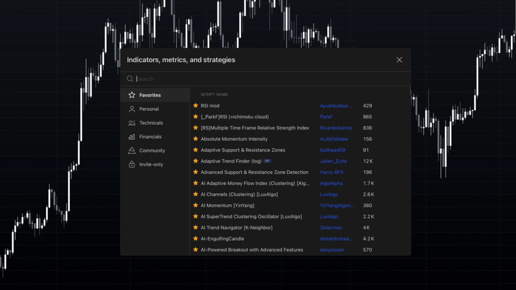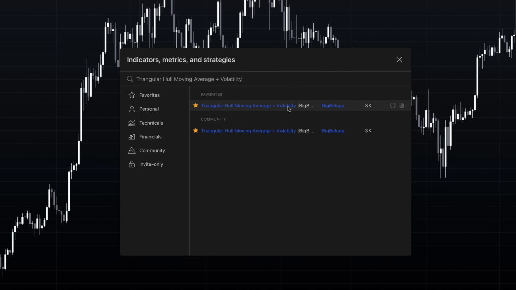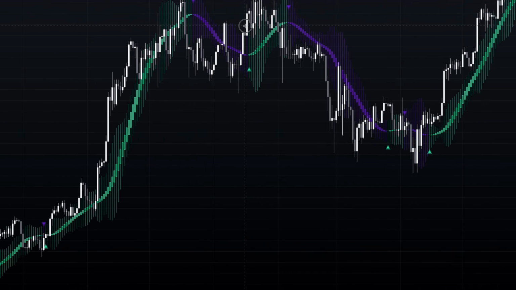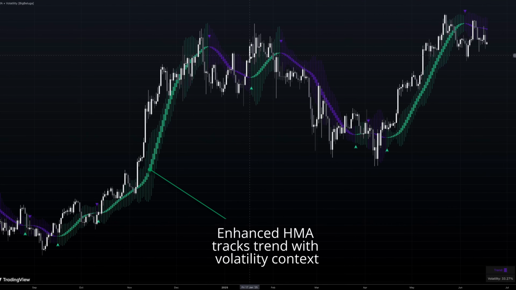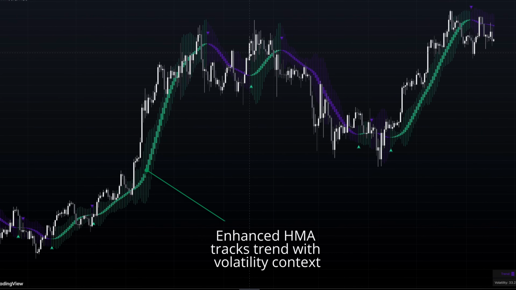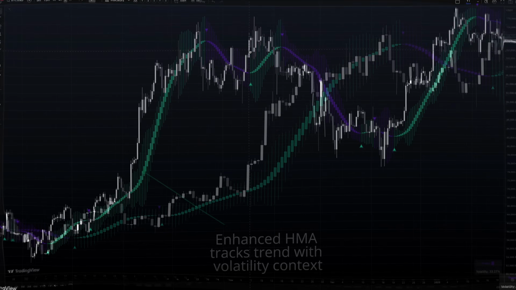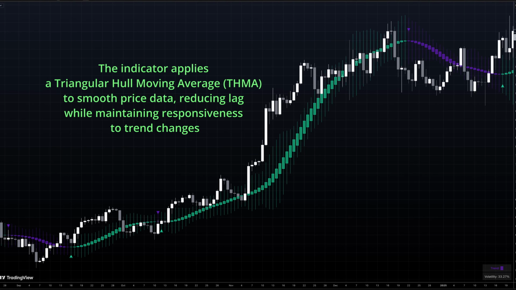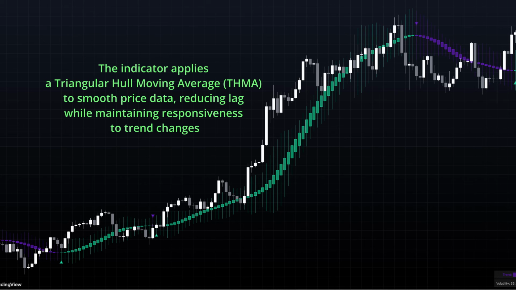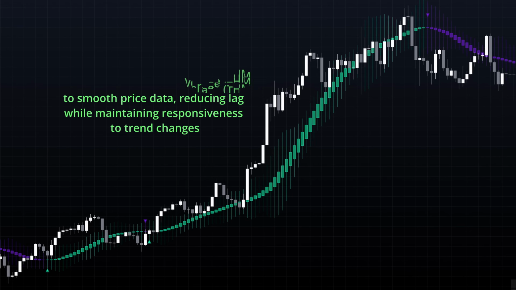Triangular Hull Moving Average plus Volatility. Created by Big Beluga, this indicator merges a modified version of the Hull Moving Average, HMA, with volatility overlays to enhance trend detection and signal responsiveness. The THMA modifies the original HMA logic by applying a triple-layer weighted calculation, aiming to smooth price while minimizing lag even further.